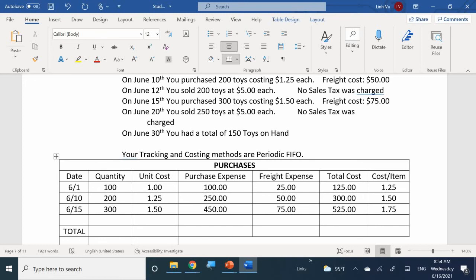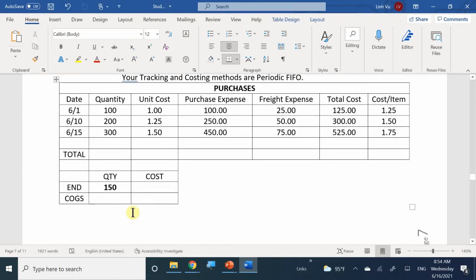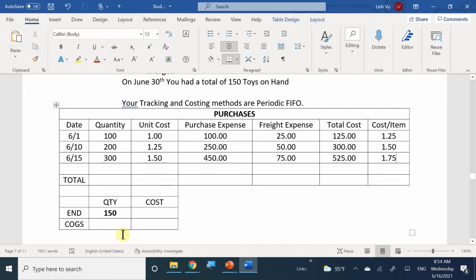No. So lastly, we have June 30th that you have a total of 150 toys on hand. All right? So right here, I already filled that in for you. So let's go ahead and calculate my totals. So what's the total quantity that I purchased?